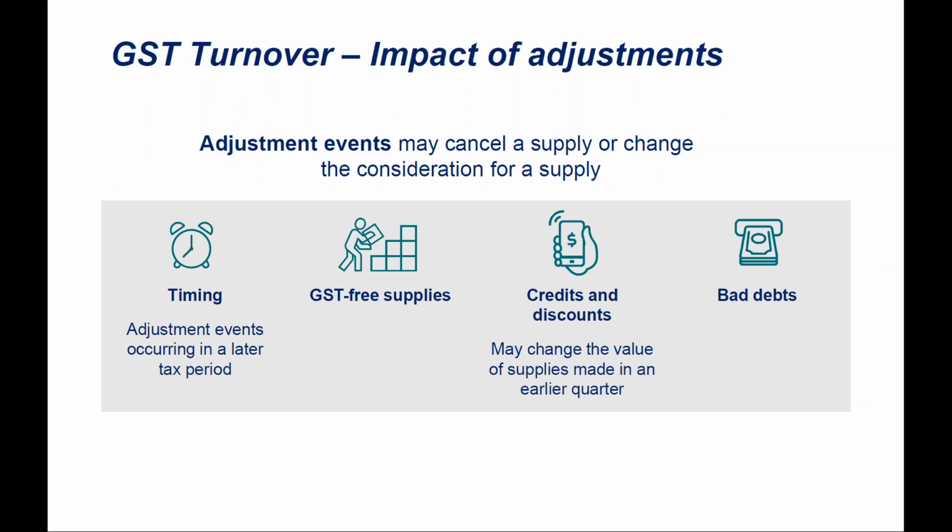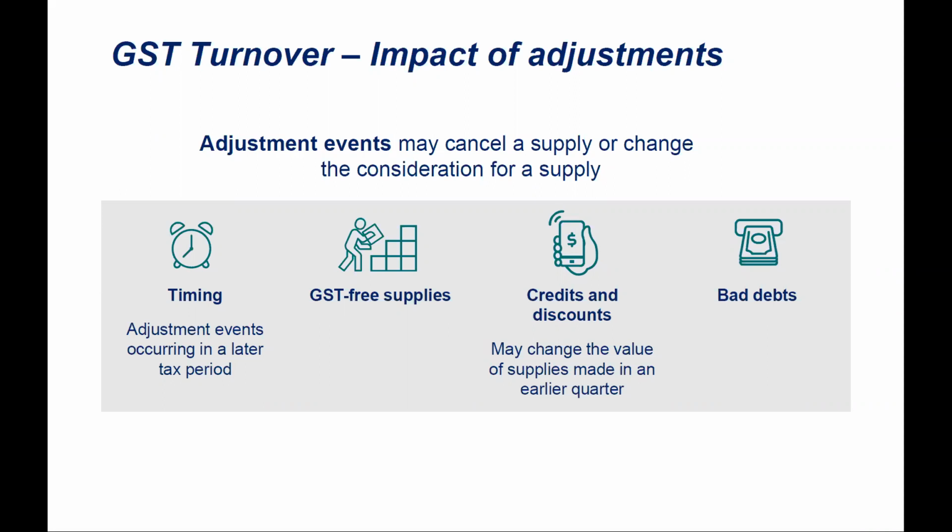But the rules differentiate between this, which is a discount or a credit, and the situation of a bad debt. So GST adjustments are also available when a debt has been written off as bad by a supplier. However, note that the writing off of a debt as bad entitles the supplier to a GST credit, but it doesn't adjust the value of the supply made.